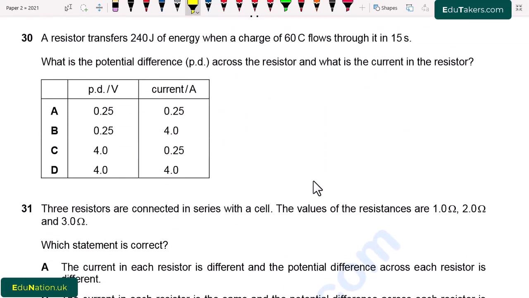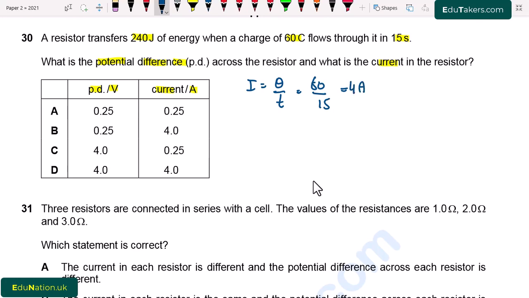Question number 30. A resistor transfers 240 joule of energy when a charge of 60 coulomb flow through it in 15 seconds. What is the potential difference across the resistor and what is current in the resistor? So first of all, here we have to find out the value of potential difference and current. Potential difference is measured in volt while the current is measured in ampere. So current is basically the rate of flow of charges, which is Q over T. Q is given here 60 divided by time is 15 seconds. So it will be equal to 4 ampere.